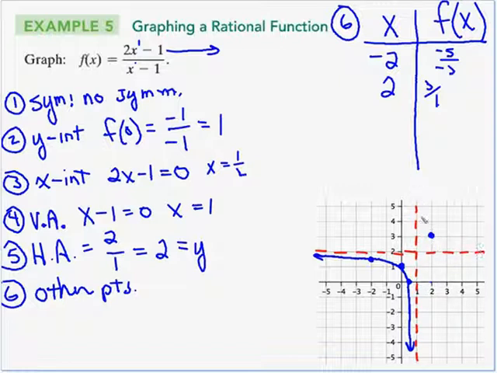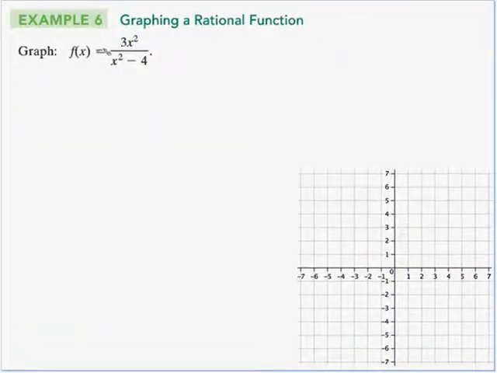We could plug in some other points, but after you do enough of these, you'll start to get a feel for the graph. It's going to look kind of like a reflection of what we see down here. There's our graph up in the first quadrant. All right, that was fun. So that was a simple reciprocal function.